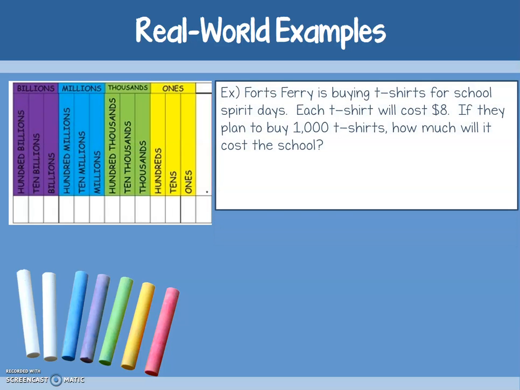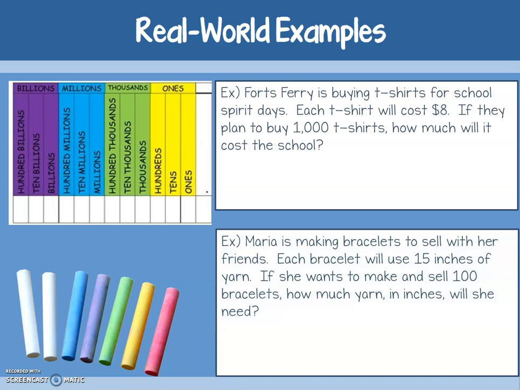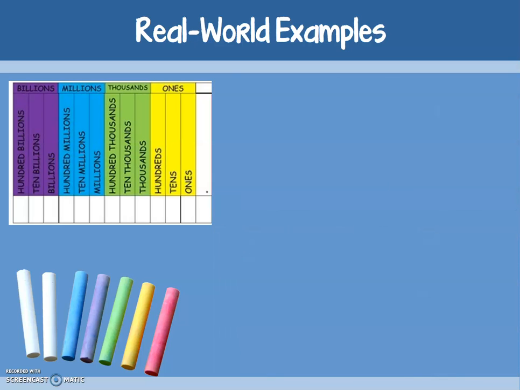And in the real world, you might see this in word problems or scenarios like this. Sports Fairy is buying t-shirts for school spirit days. Each t-shirt will cost $8. If they plan to buy 1,000 t-shirts, how much will it cost the school? Or Maria is making bracelets to sell with her friends. Each bracelet will use 15 inches of yarn. If she wants to make and sell 100 bracelets, how much yarn in inches will she need?